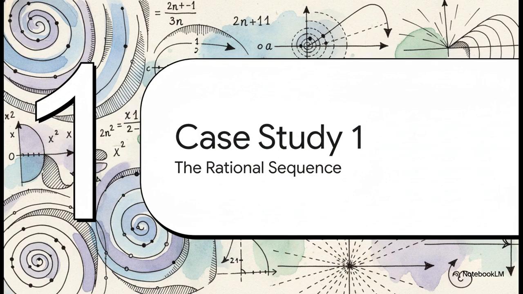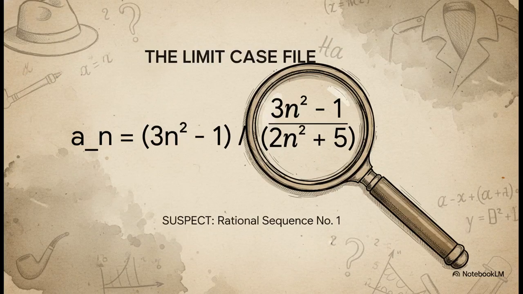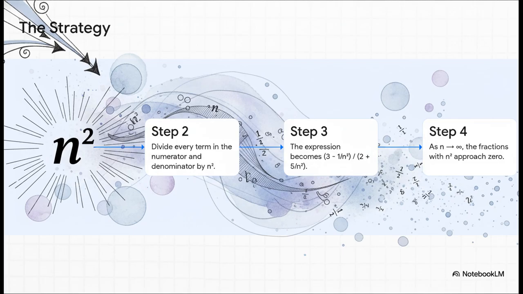Okay, theory's great and all, but let's get our hands dirty with our first case study. This is where you really start to get it. We're going to start with a super common type you'll see all the time in calculus, the rational sequence. So, here's our first problem. I know, it looks kind of complicated with all those n-squareds flying around, but trust me, there's a really slick, simple trick to figure out exactly where this thing is headed. Here's the game plan, and it is so powerful. You find the biggest power of n, which here is n squared, and you divide everything, top and bottom, by it.